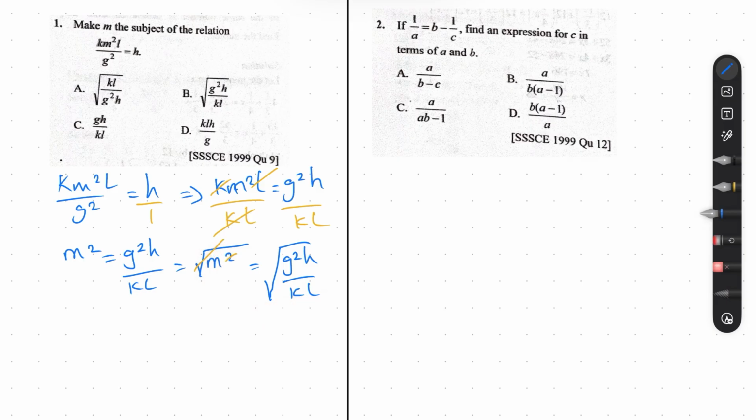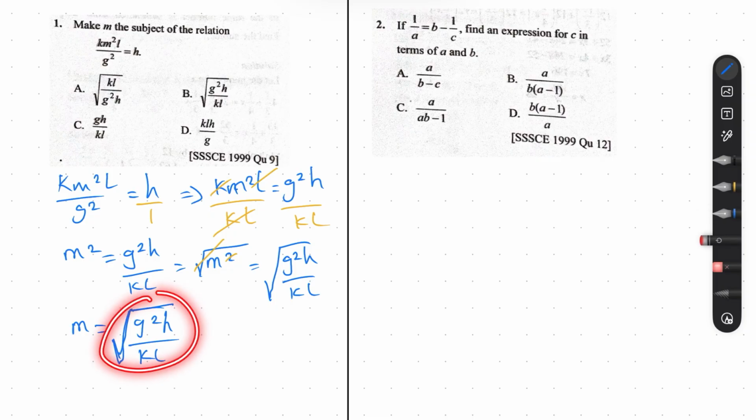So let's write it down. We have m is equal to the square root of g squared h over KL, all under the square root. So this is our m. Now m is our subject right here, right? So that is our answer.